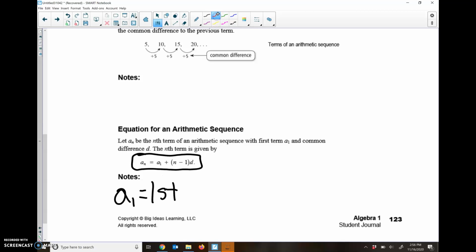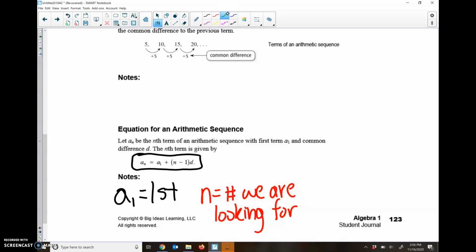n is the number we're looking for. So if it says find the 4th term, I would probably just count it out and figure out what the 4th term is. I wouldn't use this formula. It's going to take a lot longer. But if it asks us to find like the 48th term, well, then I'm probably not going to want to add 2 each time until I get to the 48th term to figure out what it is.